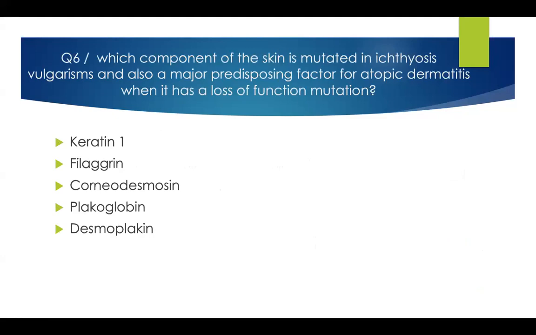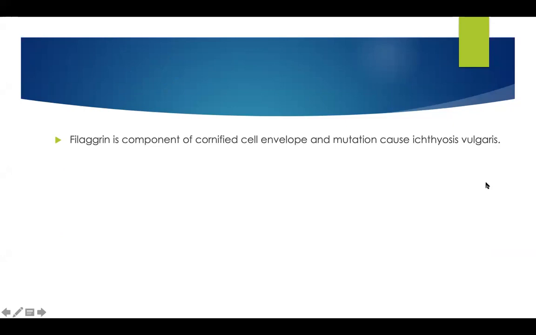Okay, question 6. Which component of the skin is mutated in ichthyosis vulgaris? Okay, and also a major predisposing factor of atopic dermatitis when it has a loss of the function mutation. This is very important. So in both ichthyosis and atopic dermatitis, and yes, it is filaggrin. Yes, absolutely. Remember that the filaggrin is a component of the cornified cell envelope, and the mutation is mainly in the ichthyosis vulgaris, okay?